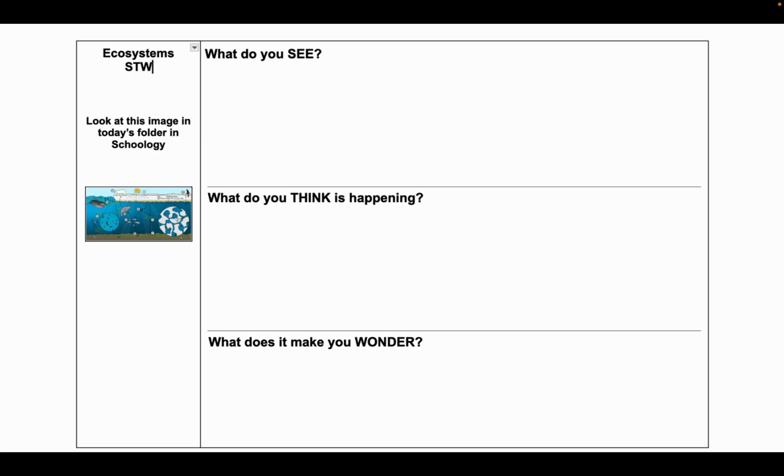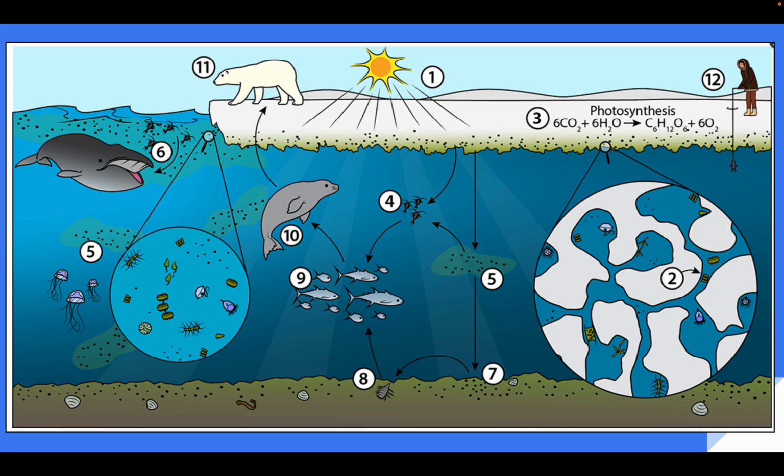Remember, when you are making observations, you are just making observations. You are not making any inferences. You're not trying to explain what is happening. You're just saying, this is what I see. So for example, if you notice in this picture, I see numbers. I'm not trying to explain why I see the numbers. I'm not trying to say, well, this is probably showing whatever. I'm just saying I see numbers.